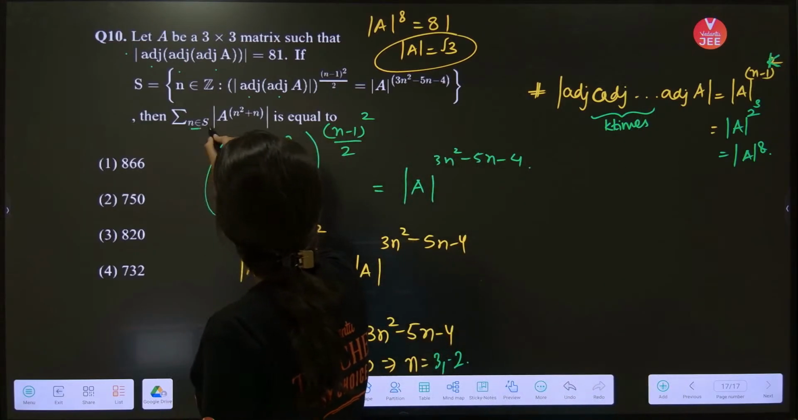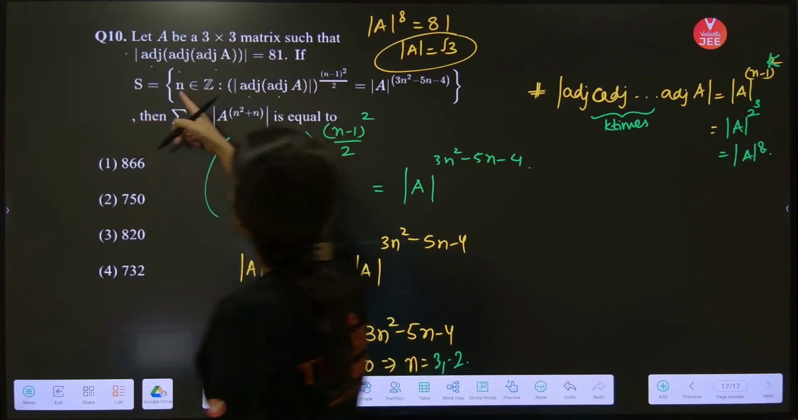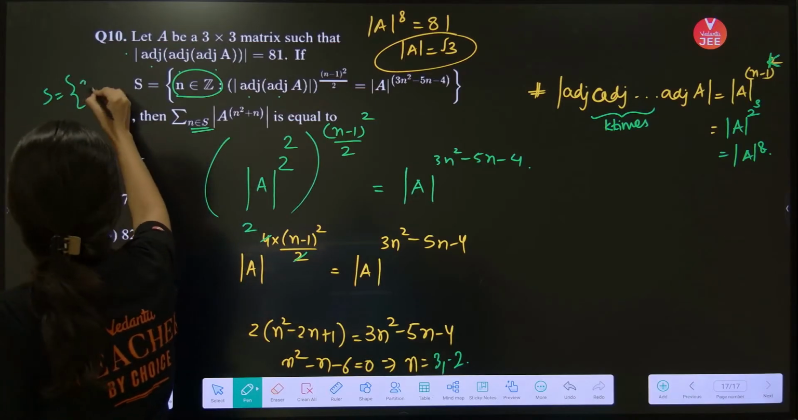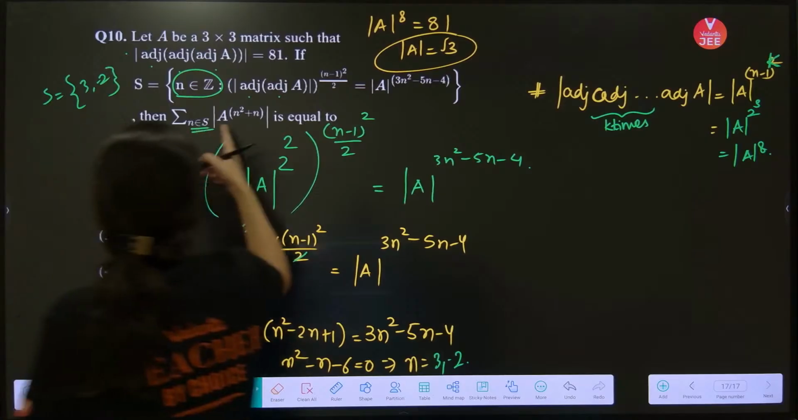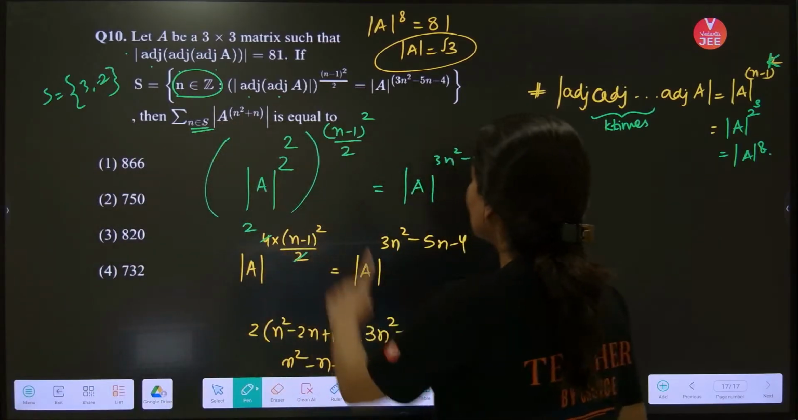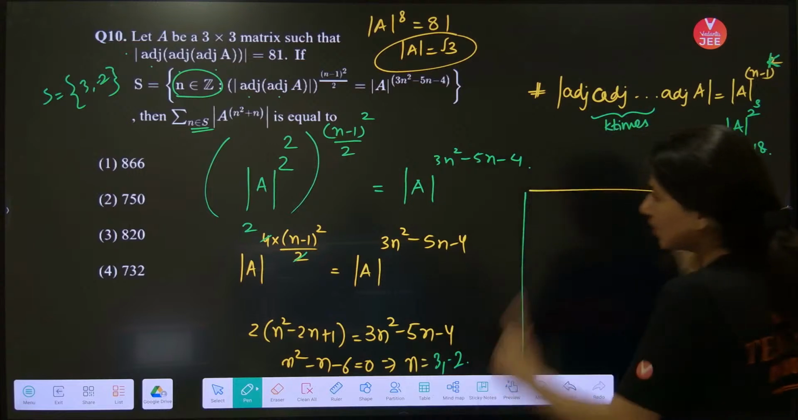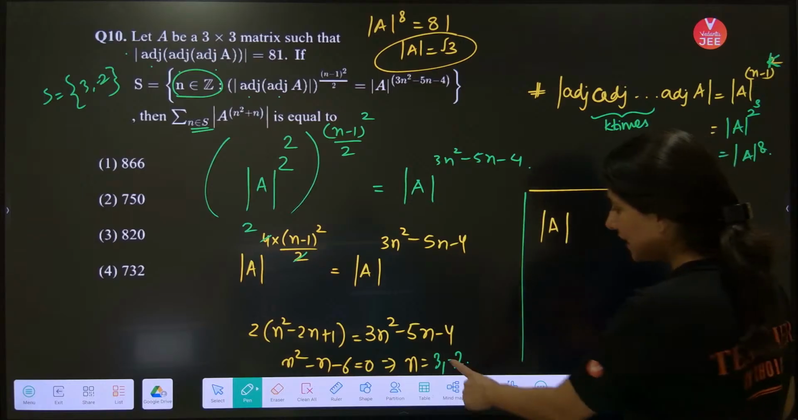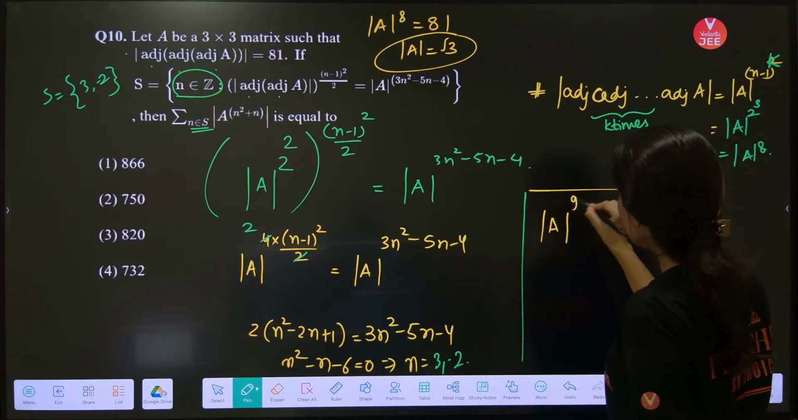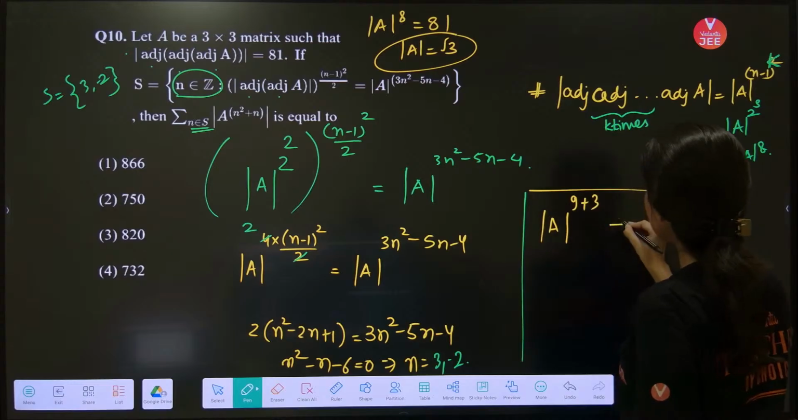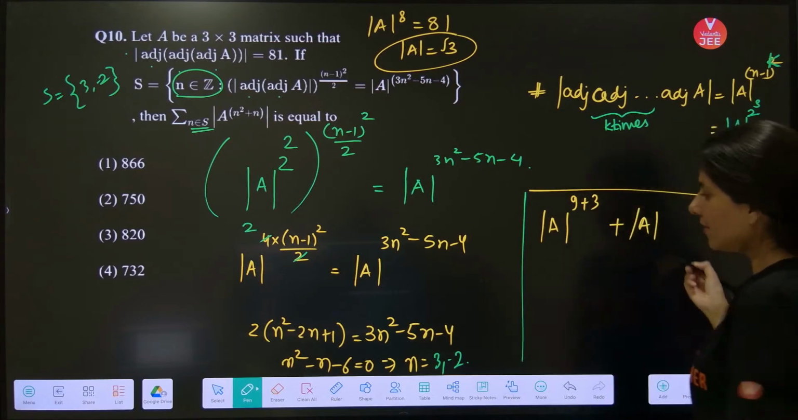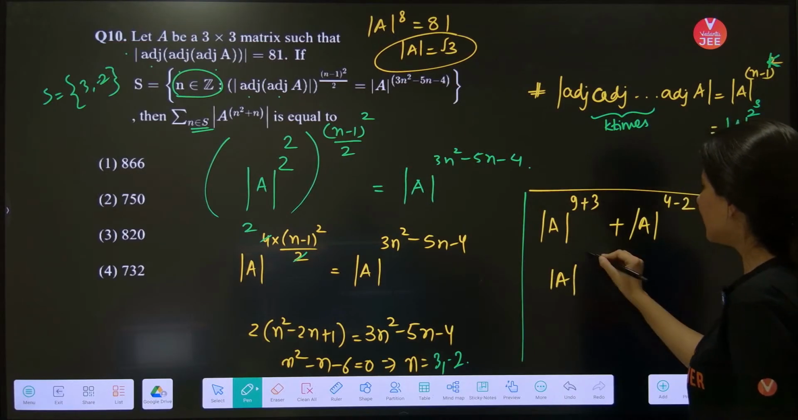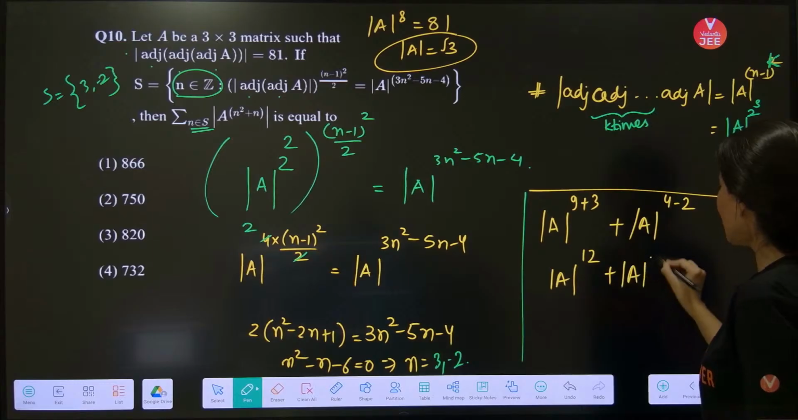Sigma n belongs to S. What is S? Tell me. S is the set of n values. So S has 2 elements, which are 3 comma minus 2. So you need to sum this. What do you want? Determinant A power (n square plus n). N square, so 3 square, 9 plus 3. Plus determinant A power (minus 2 square, 4, minus 2). So determinant A power 12 plus determinant A square is what you're looking for.